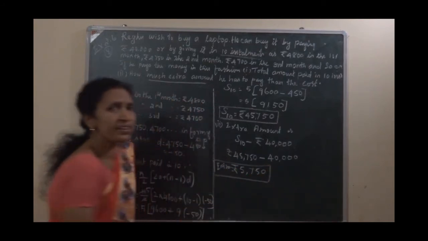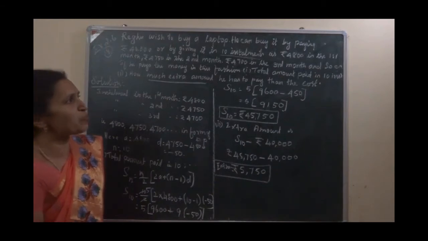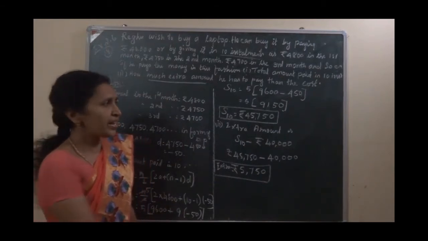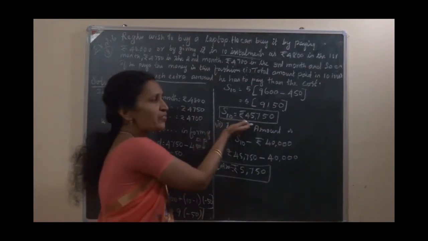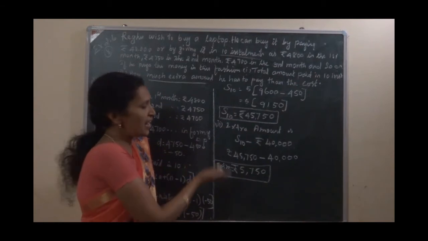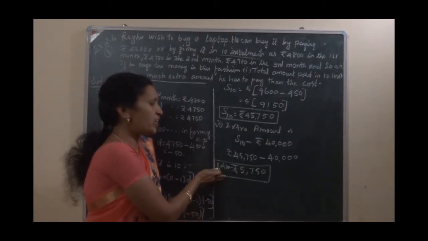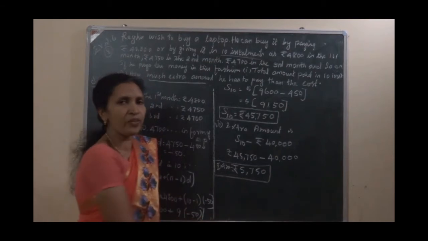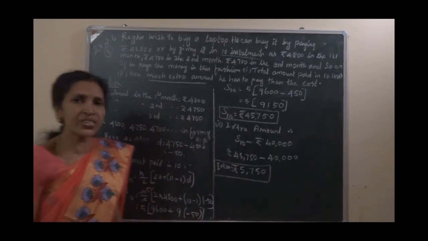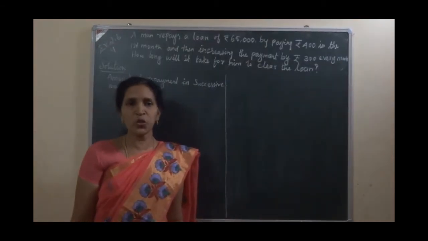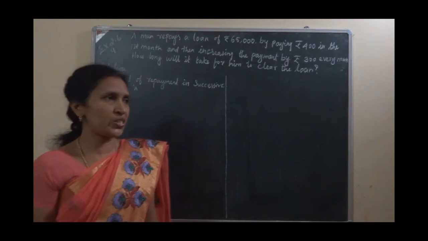Do you understand? He is paying 10 installments. The 10 installments amount is rupees 45,750. The cost of the laptop is 40,000. So the extra amount is 5,750. Clear? Understood? Now exercise 2.6, 9th question.